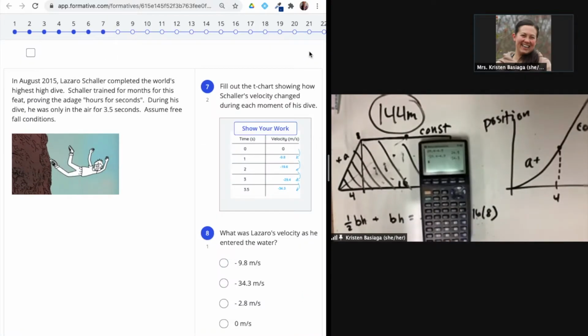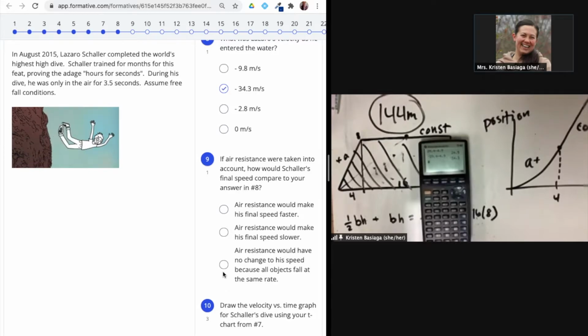For his velocity as he enters the water, even if you filled out your T-chart wrong, you should know it's a negative number. You should know it is not 0. We know it's not 9.8 because more than 1 second of time has passed. It's certainly not 2.8 because then that would mean less than a second of time has passed. It must be B. If air resistance were taken into account, that would make his final speed slower.